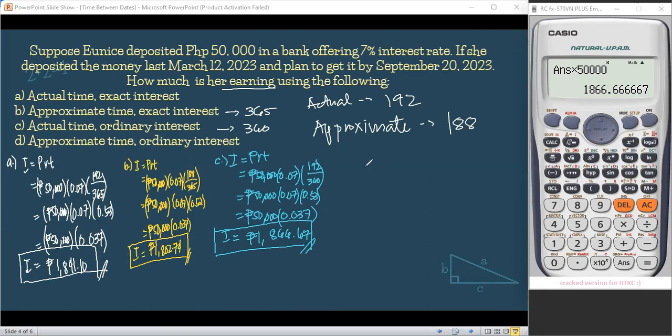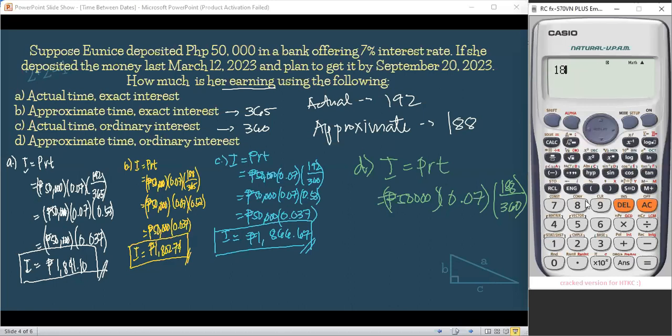So for letter D naman, again, we have approximate time, but this time ordinary interest. So we have I is equal to PRT again. We have 50,000 times 0.07 times the time of 188 for the approximate time all over 360. So that is 188 divided by 360 is equal to 0.52.